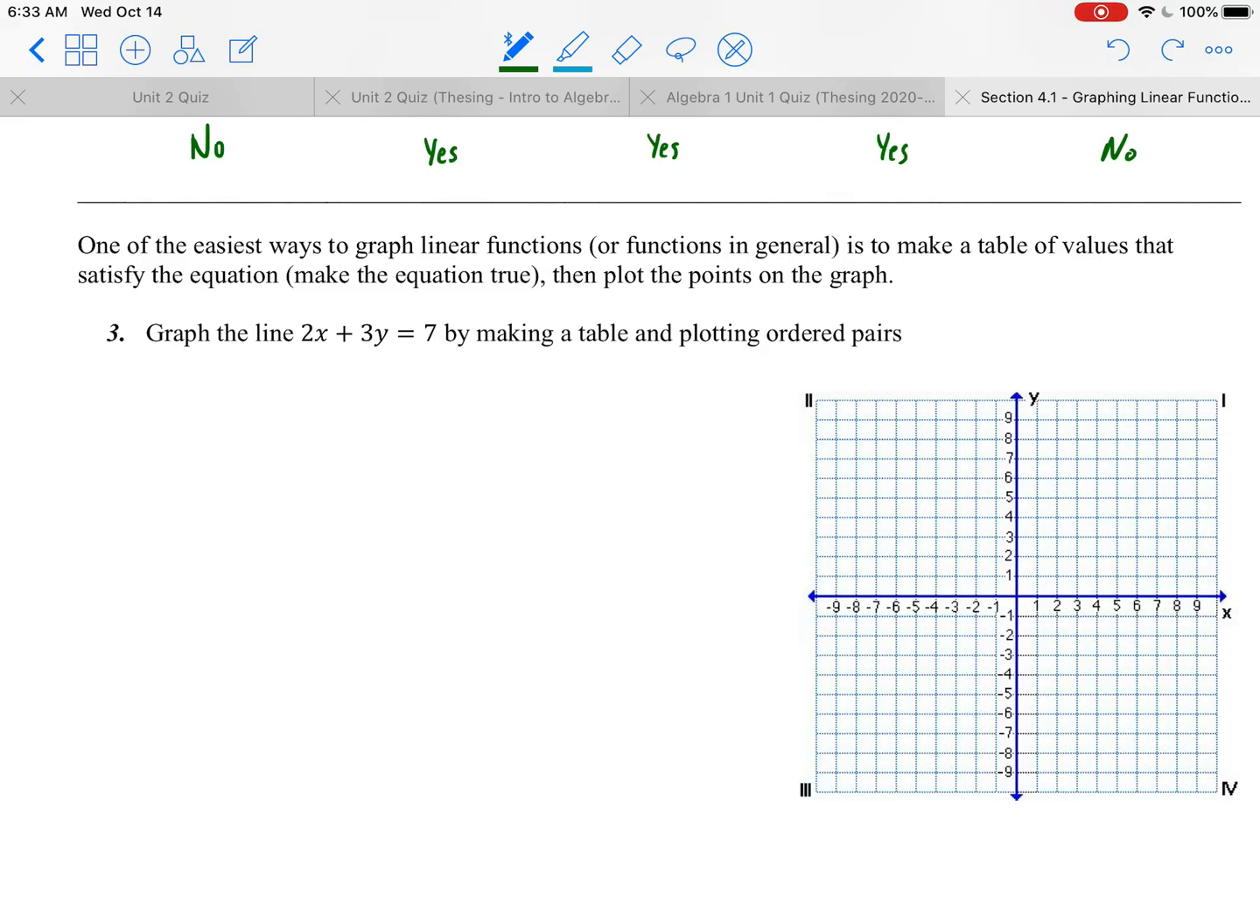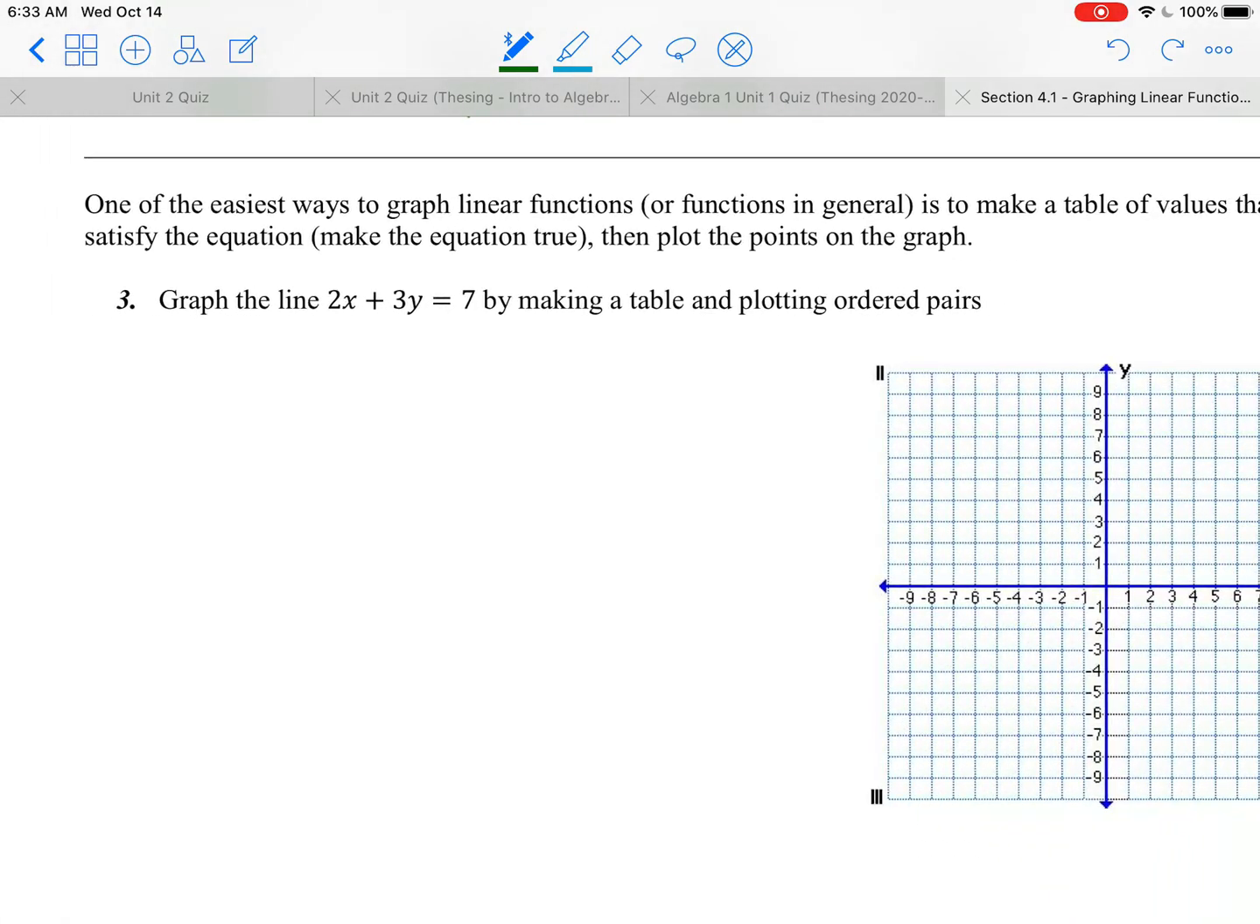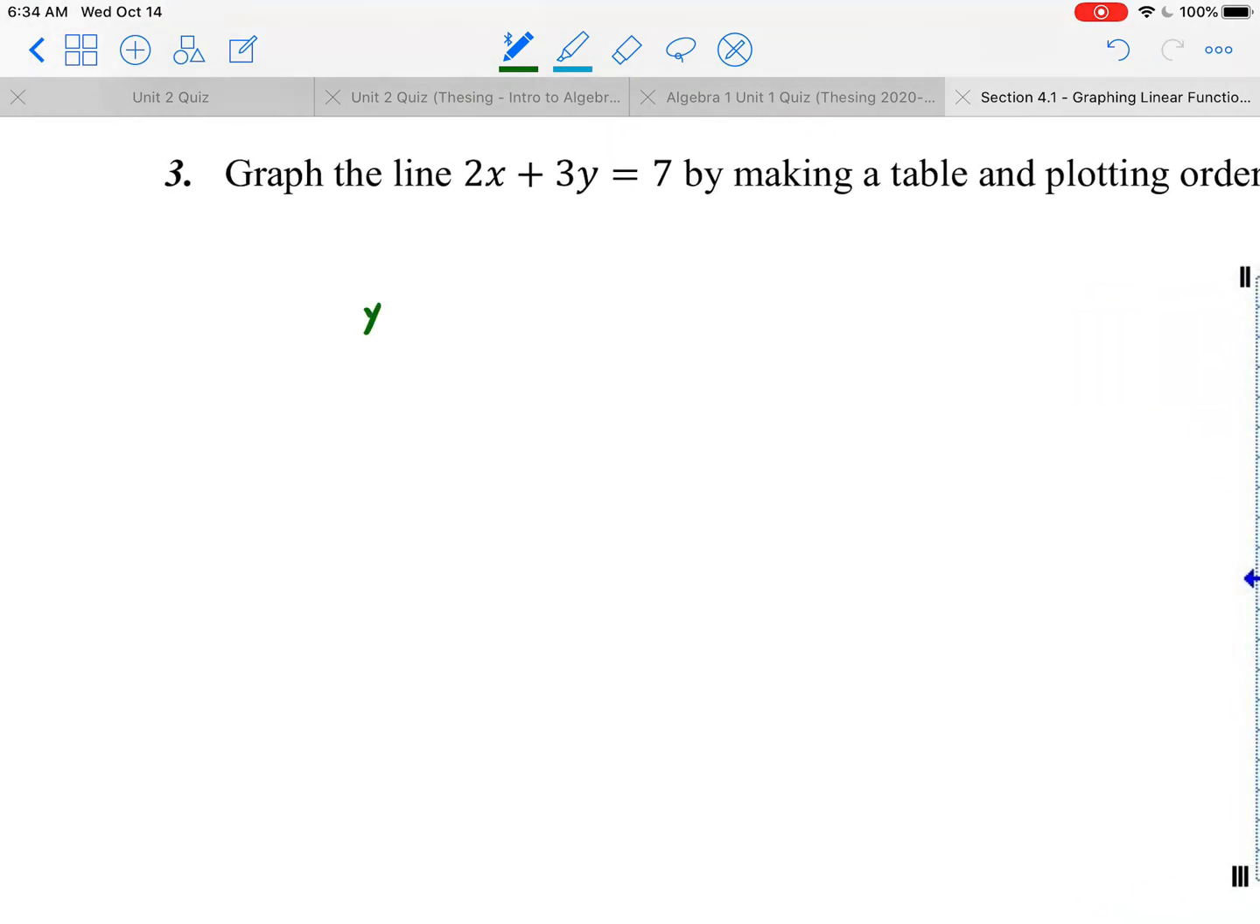So basically, all we're talking about today is what a line is and getting you comfortable with the idea that sometimes you're going to have equations with an x and a y in them, and we're just trying to find different combos of x and y that make it true. So they want you to graph the line 2x plus 3y equals 7 by making a table and plotting ordered pairs. So we're going to make a table with x values and y values, and try to find different combos of x and y that make this true. And then we're going to plot those points.